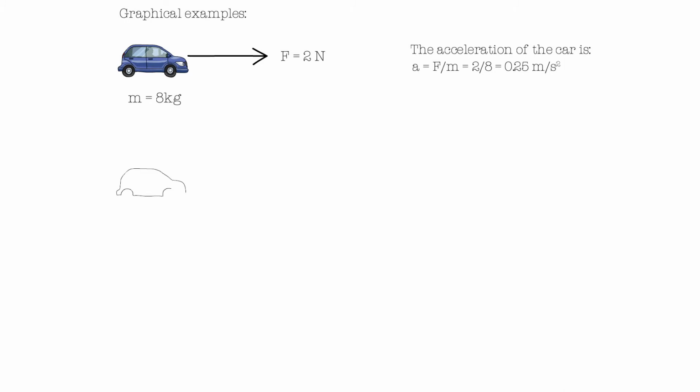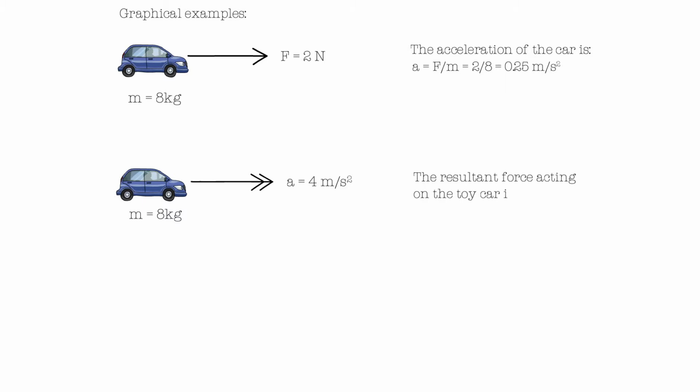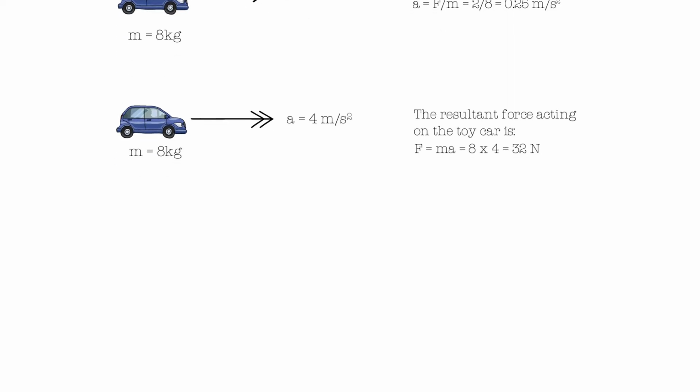Now let's have a look at a similar car. This time we get reintroduced to the double arrows, which indicates the acceleration. The mass of the car is still 8 kilograms and it's accelerating to the right at 4 meters per second squared. We can use the same formula to calculate the resultant force pulling the car by substituting the values of its mass and acceleration. This gives us 8 multiplied by 4, giving us 32 newtons to the right. You can pause the video to check that it all made sense.